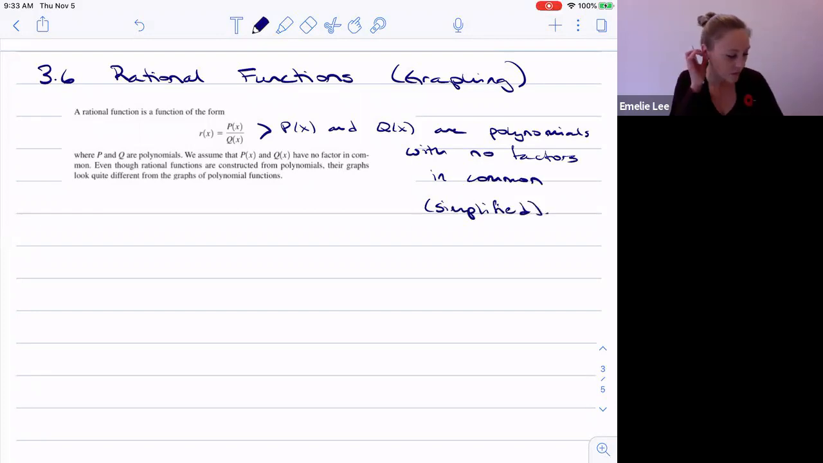We'll talk about the special case, or what happens when they do have factors in common. That's at the bottom of the page there. But for now, we're just going to assume that they have no factors in common.